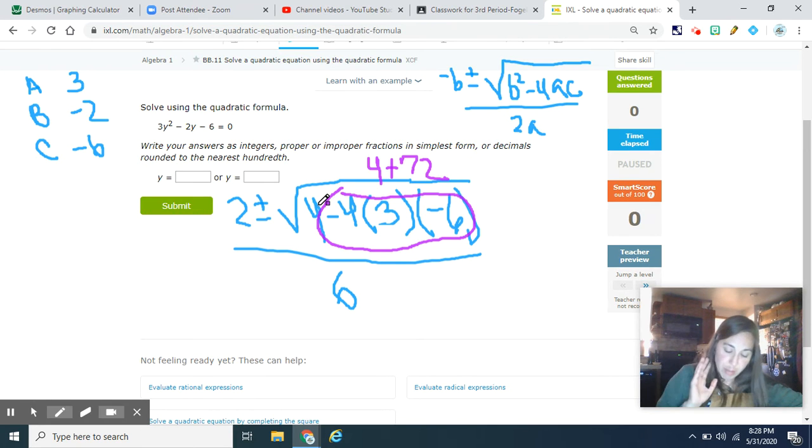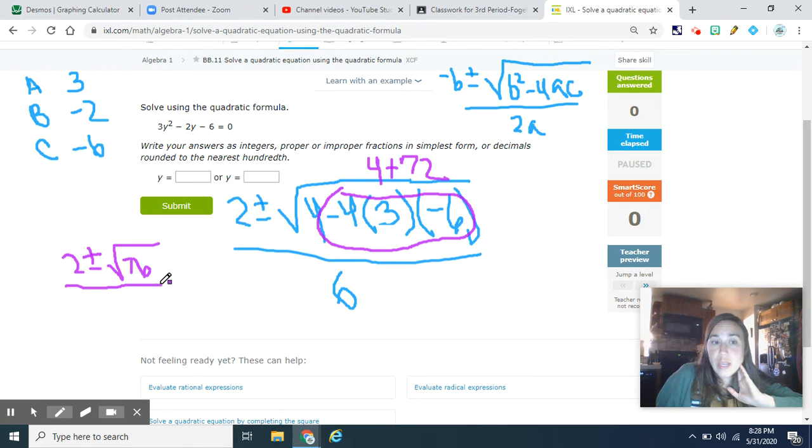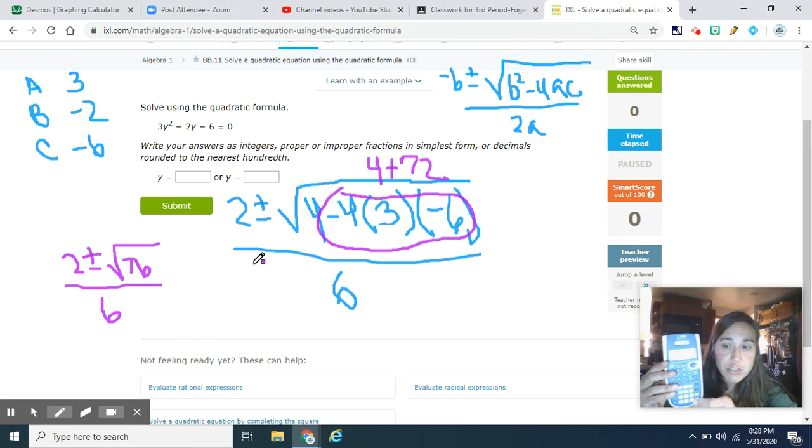All right, so I'm going to go ahead and set up kind of that final thing that I'm going to look for. When I did 72 plus 4, just remember I'm going to set it up like this. 2 plus or minus, I'm going to write the square root symbol. I'm going to put the combined total of the 4 and the 72, which is 76. I want to let you know that this is not a perfect square, so you are going to get a decimal, and all divide by 6. Now, I want to tell you a couple things. When you're using a calculator like this, there's a few things that I want you to do.